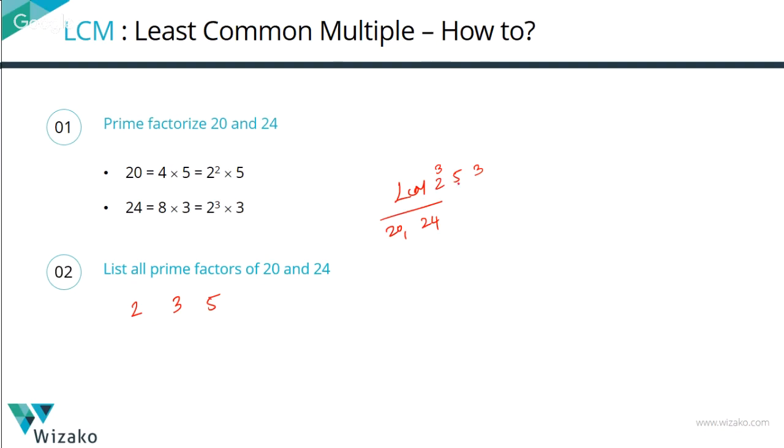A 2 cube into 5, is it divisible by 20? Certainly yes. A 2 cube into 3, is it divisible by 24? Certainly yes. So LCM is going to be 2 cube into 5 into 3.